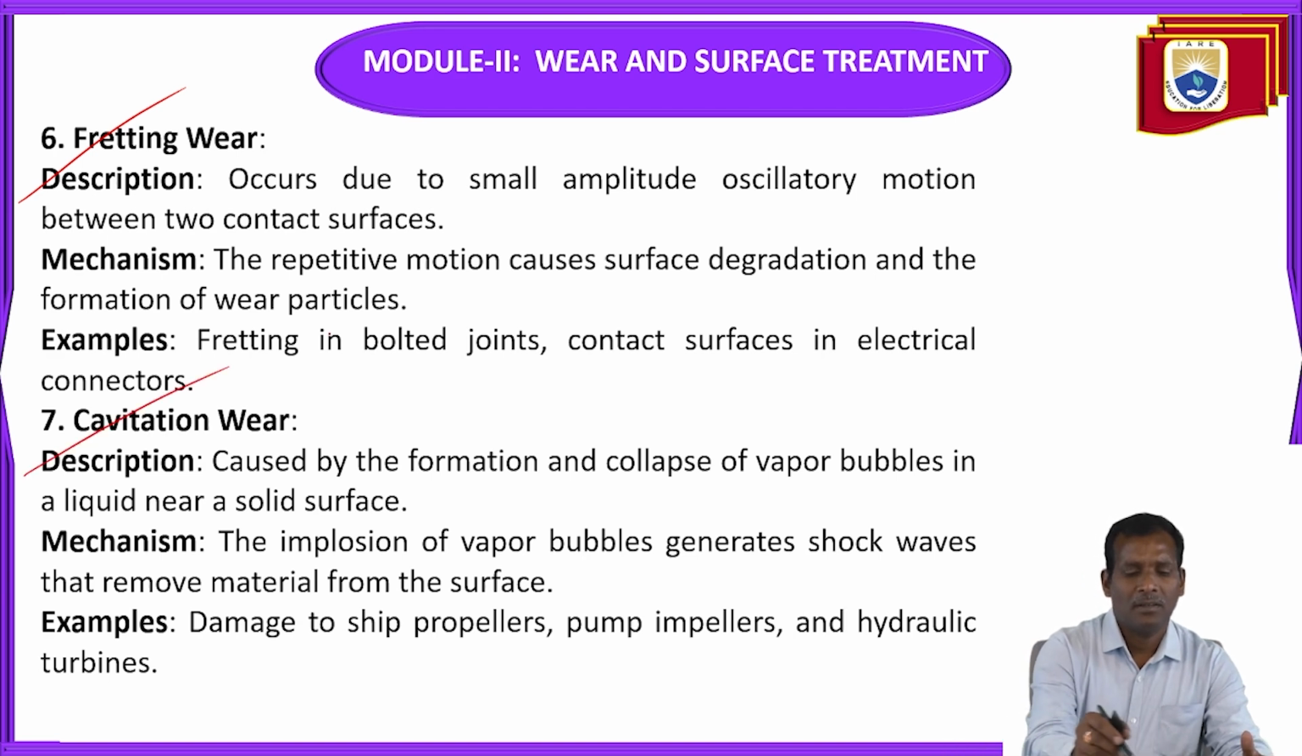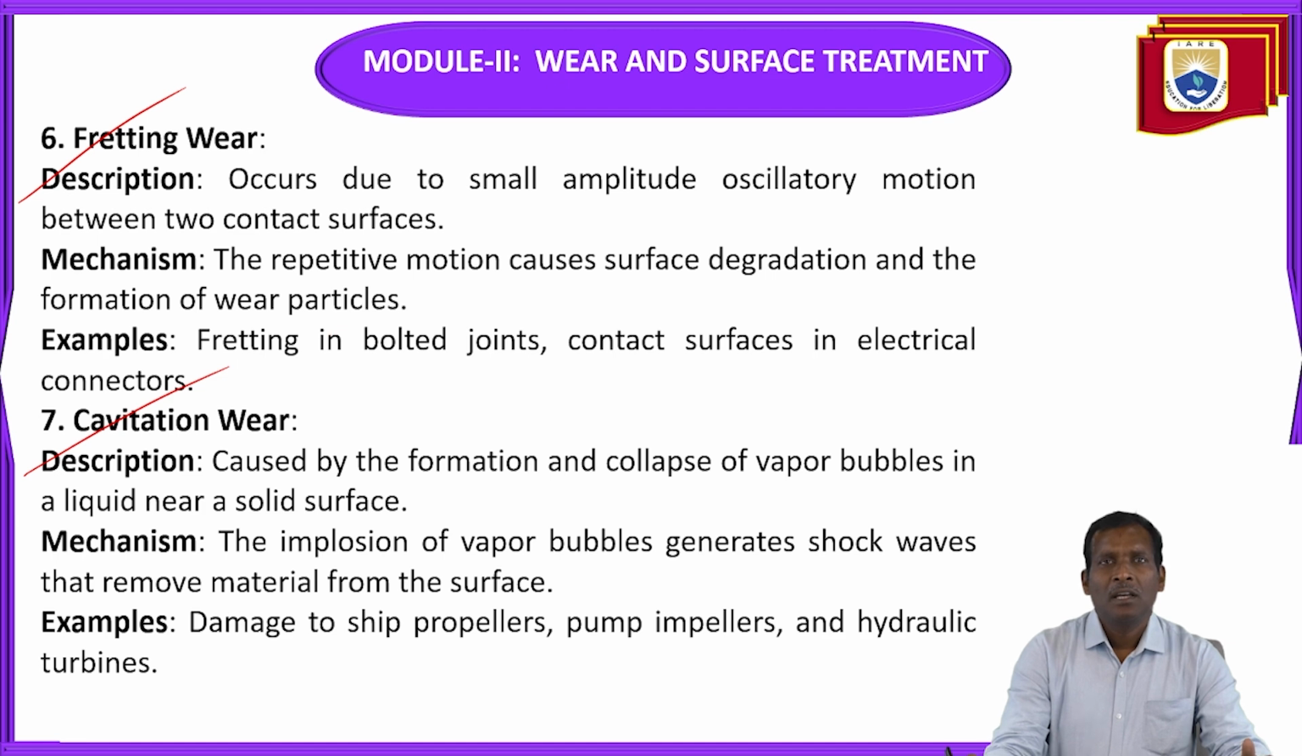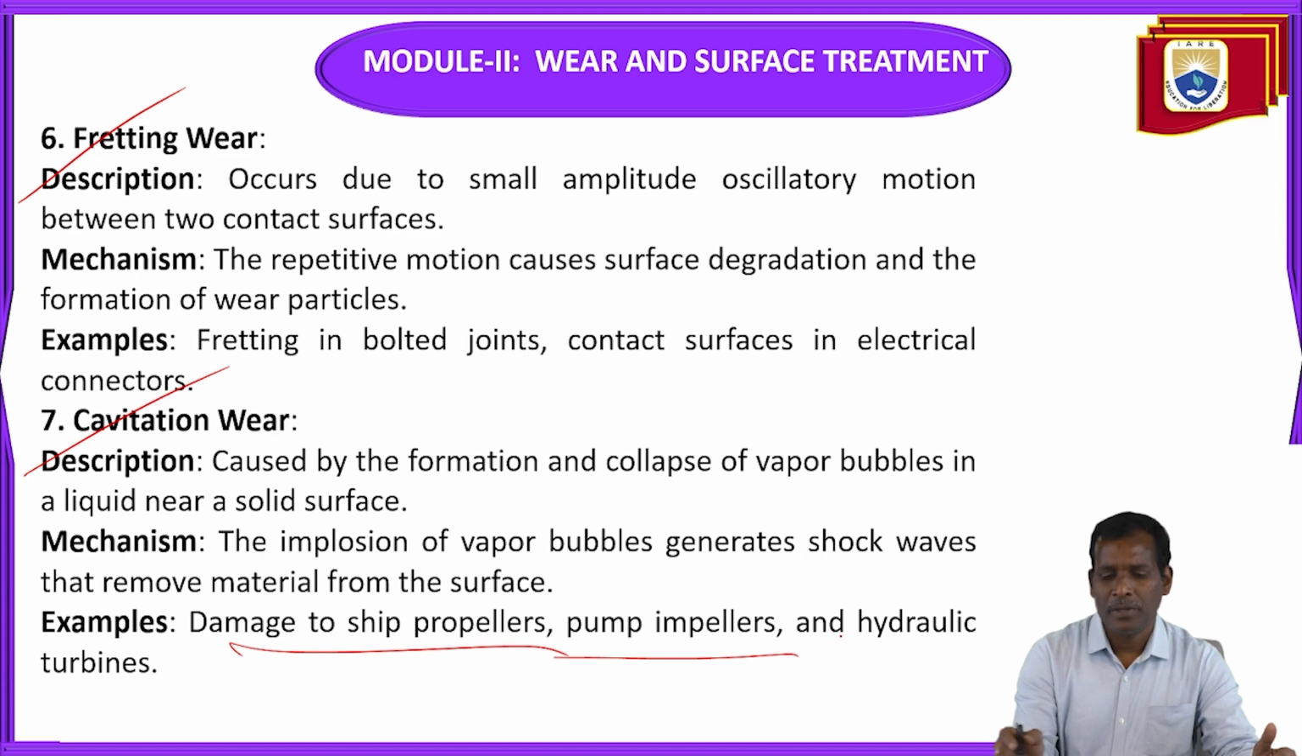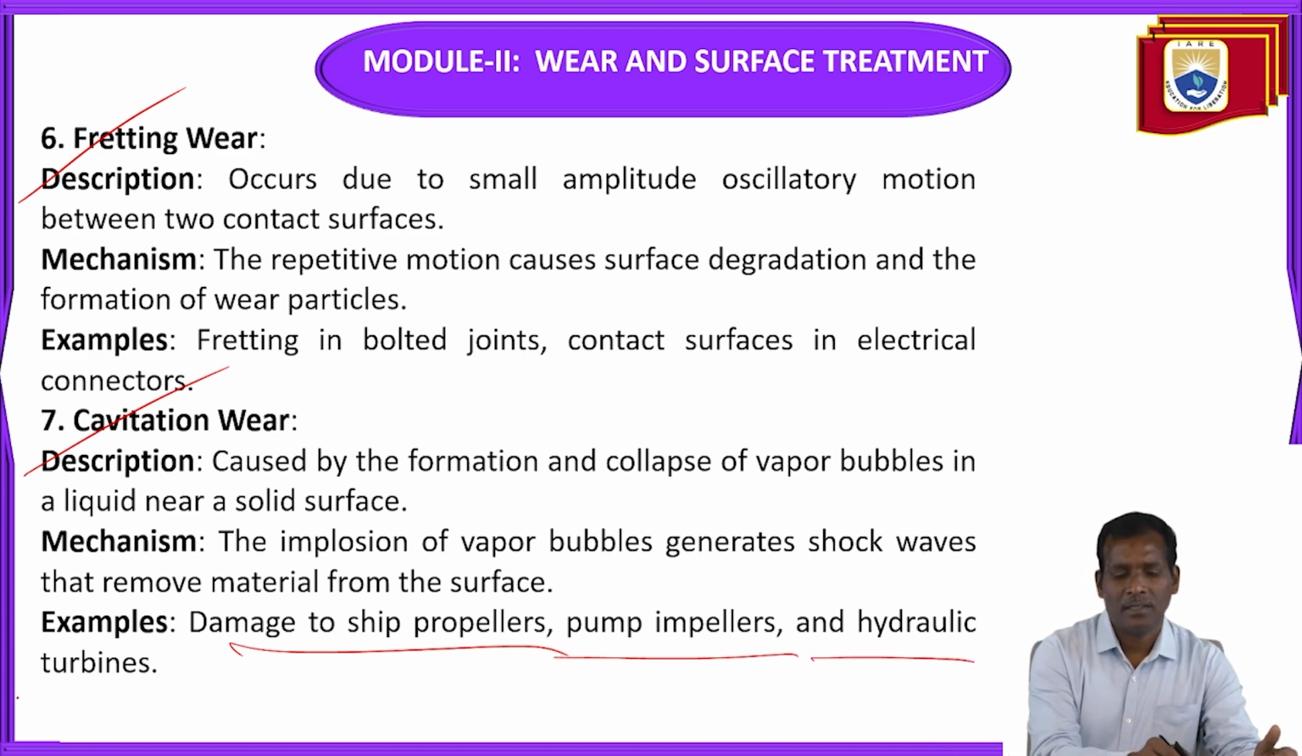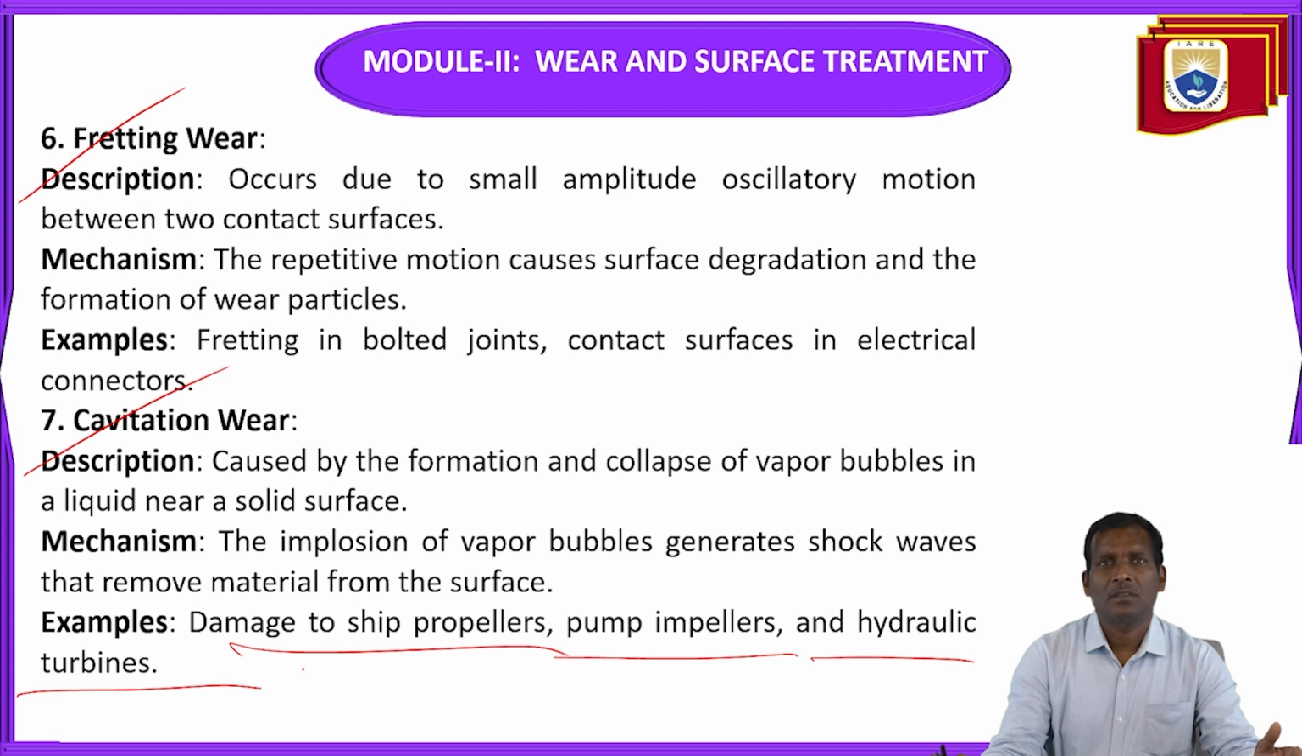Cavitation wear is caused by the formation and collapse of vapor bubbles in a liquid near a solid surface. The mechanism is that the implosion of vapor bubbles generates shock waves that remove material from the surface. Examples are damage to ship propellers, pump impellers and hydraulic turbines. These are the cavitation wear examples.